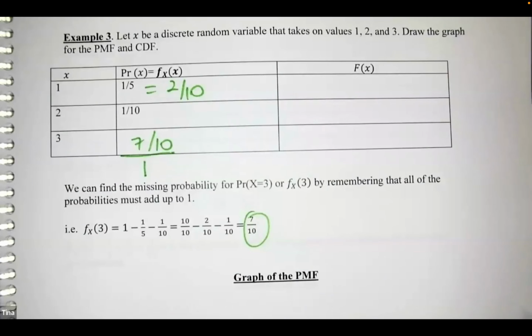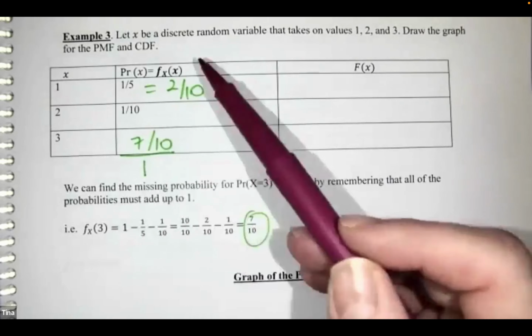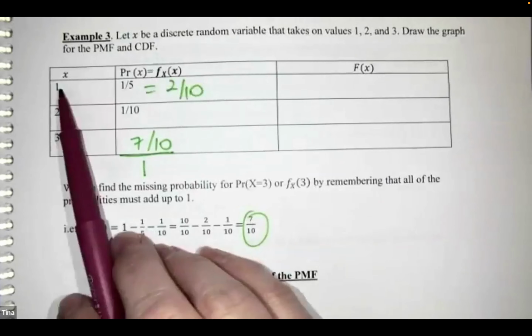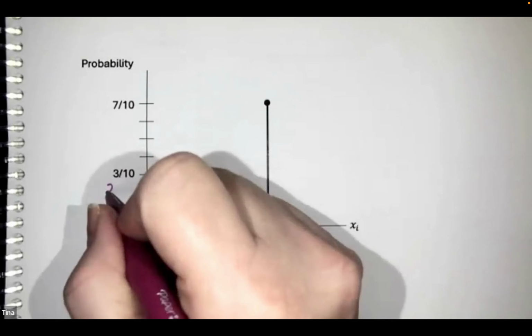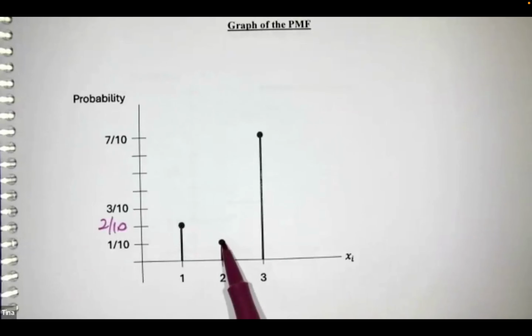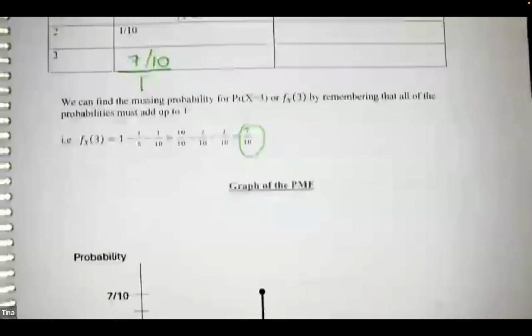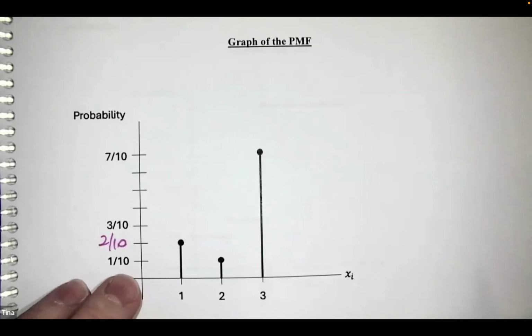If we want a graph of the probability mass function, then we're just graphing the x values with the corresponding probabilities. So we need 1, 2, 3. For 1, we go up to 2/10, which is right there. For 2, we have 1/10 right there. And for 3, we go up to 7/10. So that's our x and that's our probabilities.